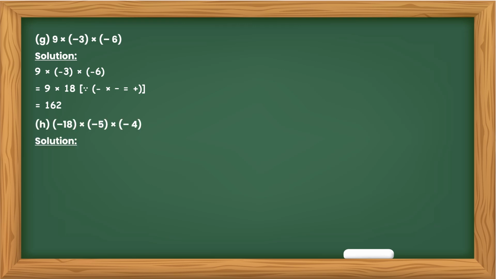The H question is minus 18 into minus 5 into minus 4. First we will multiply minus 18 into minus 5. That is 90. Minus into minus is plus. So your product is plus 90 into minus 4. So 90 into minus 4 is minus 360, because 90 into 4 is 360 and plus into minus is minus again.